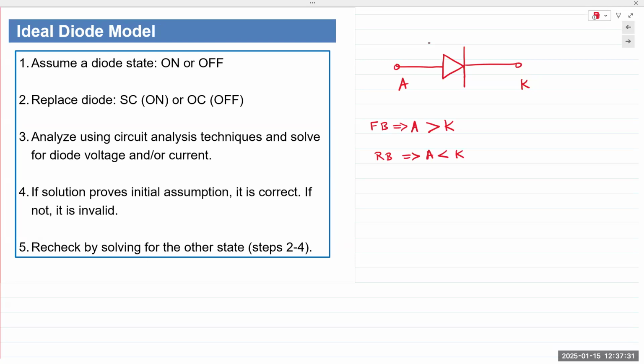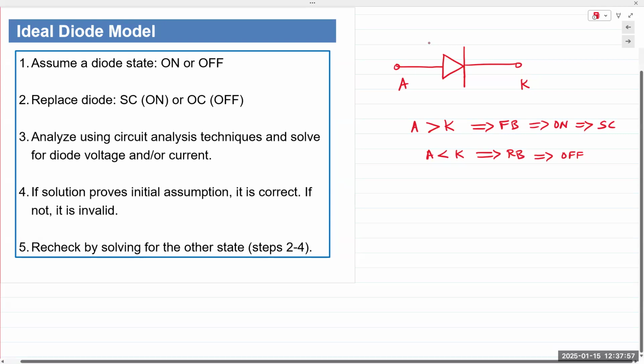Actually, this should be the other way around. If the anode is higher than the cathode, it is forward bias. If the anode is less than the cathode, then it's reverse bias. If it's on, you replace it with a short circuit. If it's off, excuse me, you replace it with an open circuit.